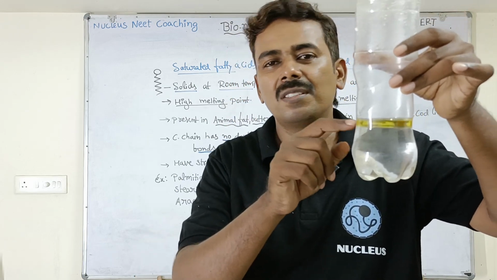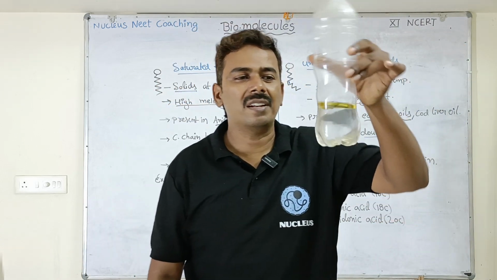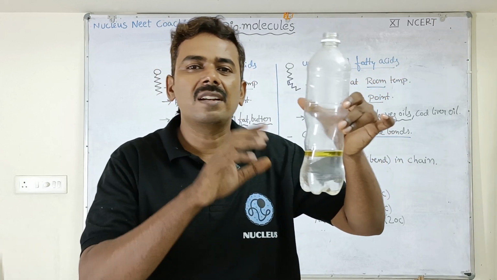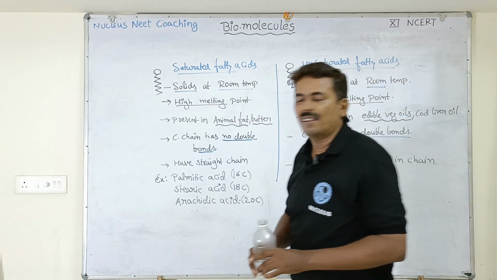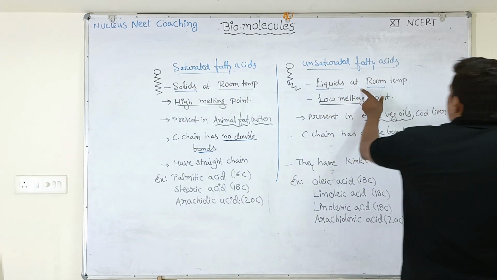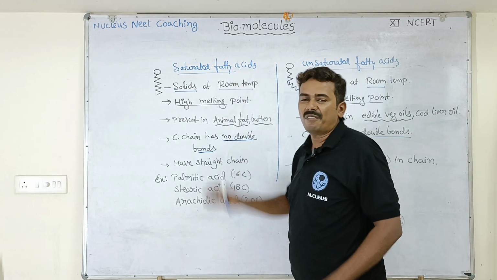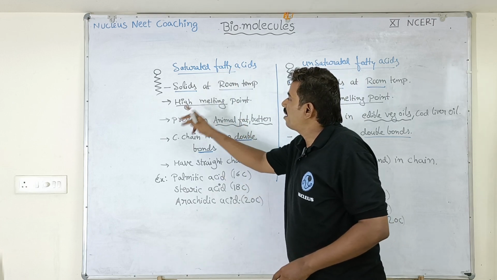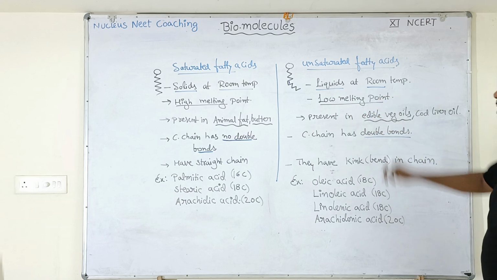In what state can you see this oil, liquid or solid? Obviously the oil is in a liquid state. Understood? So when any type of lipid is in a liquid state at room temperature, it is understood that it is an unsaturated fatty acid. All the unsaturated fatty acids will be liquids at room temperature. Saturated fatty acids will be solids at room temperature. Saturated fatty acids have a high melting point. Unsaturated fatty acids have a low melting point.